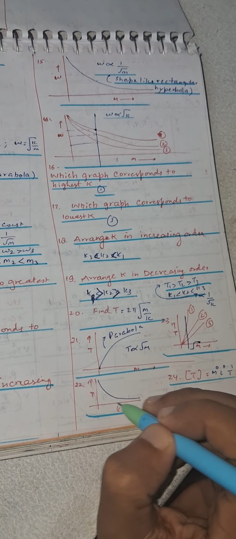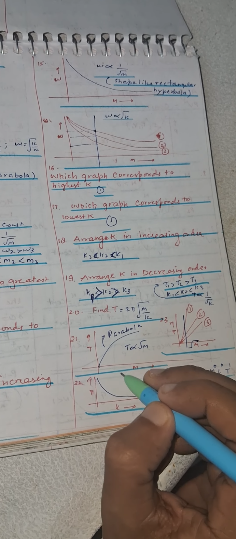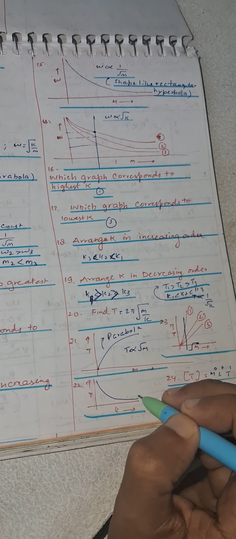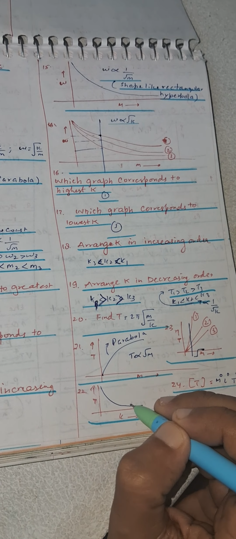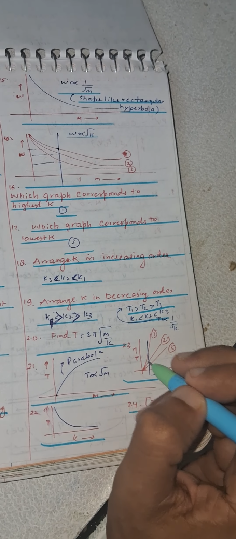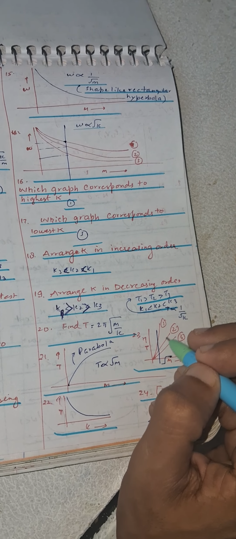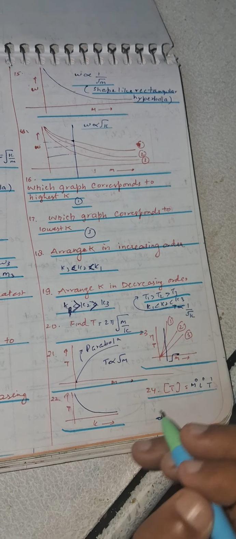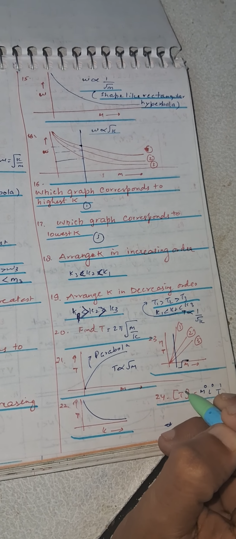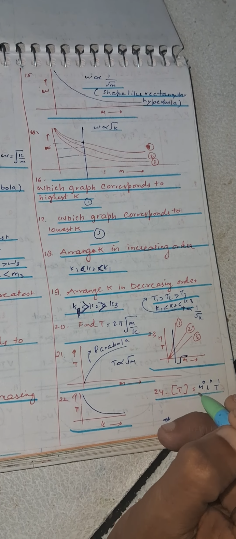Then we have the T versus k graph. T is inversely related to k, so it will have a shape like a rectangular hyperbola. If we increase k, T will decrease, so the graph will be like this. Then we have the T versus root m graph for three different cases. That will be a straight line like shown here. And the next question is the dimensions of time period, which will be M0 L0 T1.